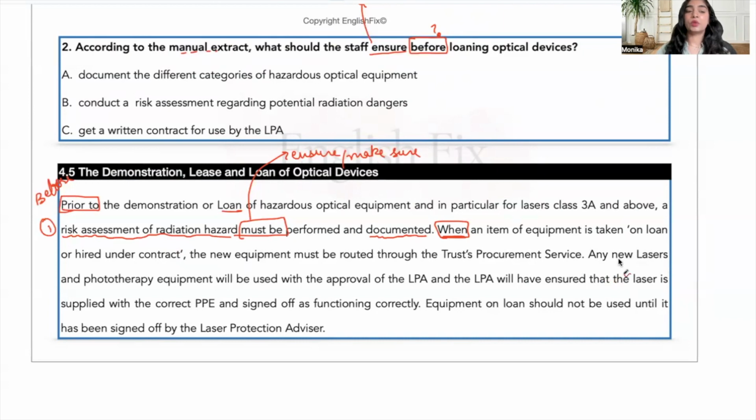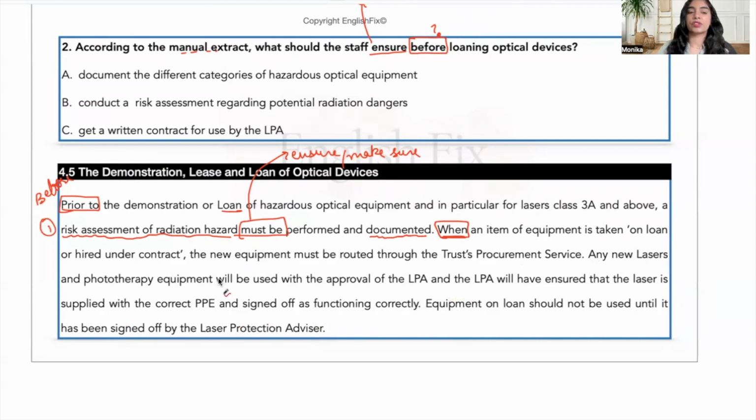Then any new lasers and photography equipment will be used with the approval of the LPA, and the LPA will have ensured that the laser is supplied with the correct PPP and signed off as functioning correctly. Now, this sentence may be a little bit confusing for some people, because if the answer comes from here, they may not recognize it. But read this sentence again.